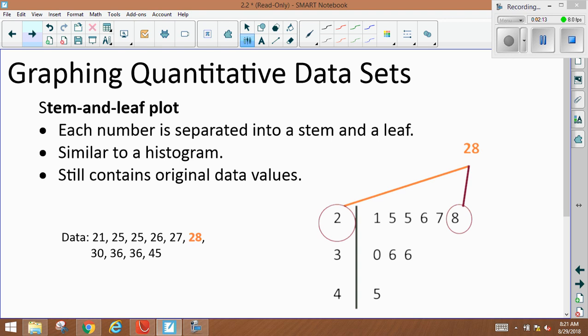Okay, quantitative data sets with the stem and leaf plot. We take each number and we separate it into a stem and a leaf. It is similar to a histogram. It still contains original data values.